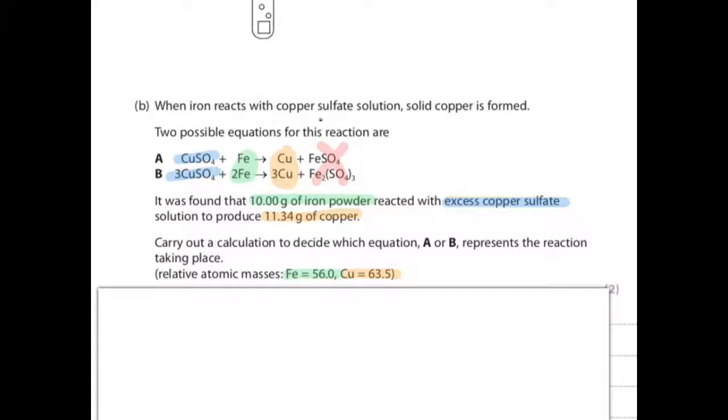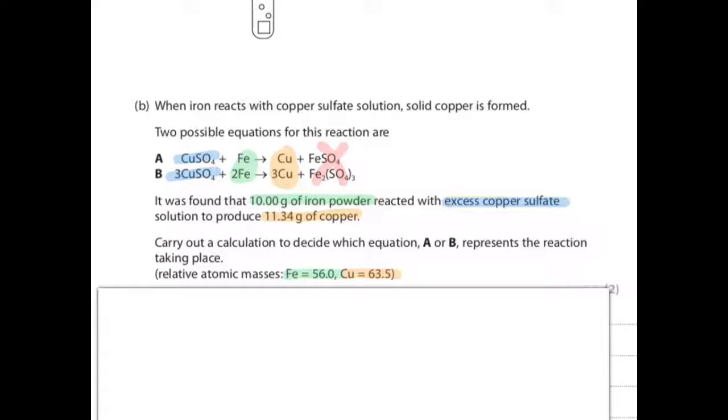When iron reacts with copper sulfate solution, solid copper is formed. 2 possible equations for this reaction are: A, copper sulfate plus iron produces copper and iron sulfate, but you can see the numbers are different in B, so 3 moles here and so on. It was found that 10 grams of iron powder reacted with excess copper sulfate solution to produce 11.34 grams of copper. Carry out a calculation to decide which equation, A or B, represents the reaction taking place.